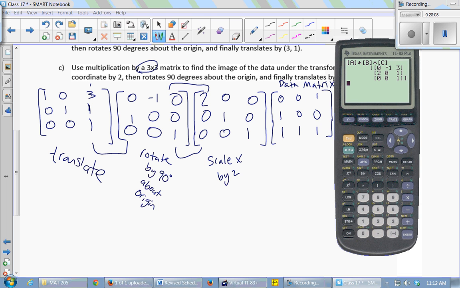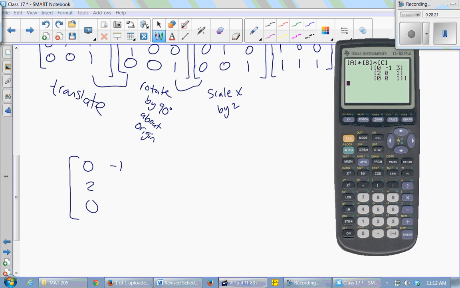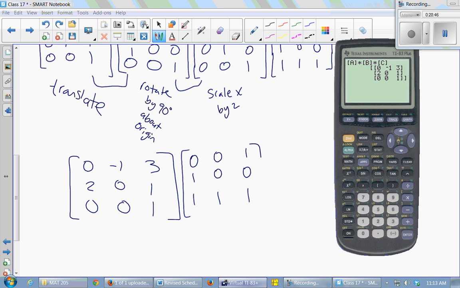So this is my matrix that will perform all 3 of those transformations with 1 multiplication: 0, 2, 0, negative 1, 0, 0, 3, 1, 1. So let's just double check. The reason I had you do it by hand in the first step is to see if this matrix multiplication comes out as you expect. So I'm actually going to multiply this by my data matrix, which is 0, 1, 1, 0, 0, 1, 1, 0, 1.